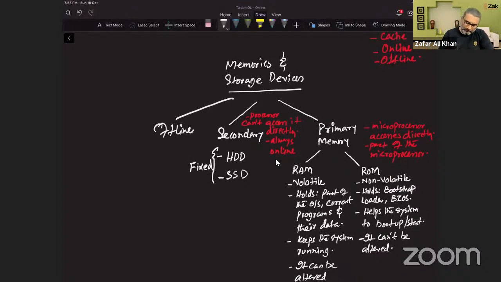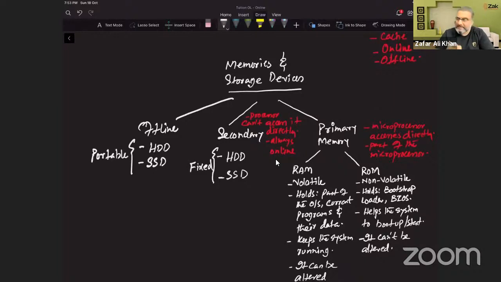First of all, these might be hard disk drive and solid state drive, but in this case you will call them portable. These are not held inside the dabba of the computer, inside the box of the computer. They can be portable. These are portable drives. I have one. I'll show it in my next class. Portable. You keep it in your pocket and in your bag, and whenever you like you can attach them to the computer using one of the USB-C, USB-A, USB port.